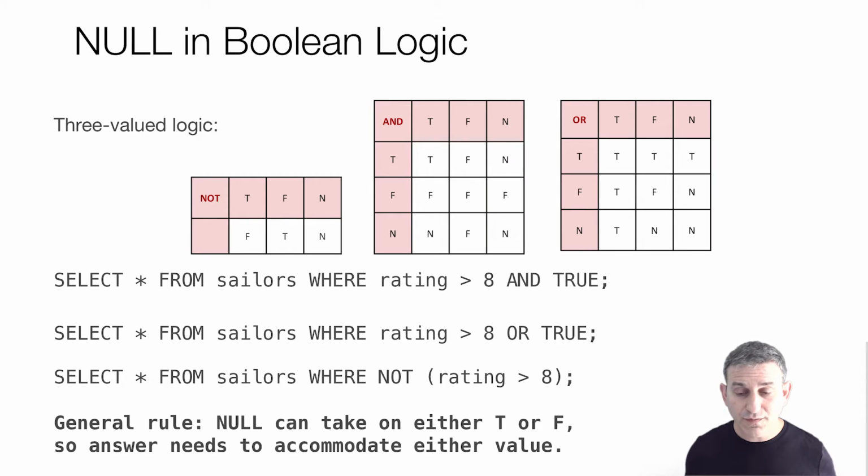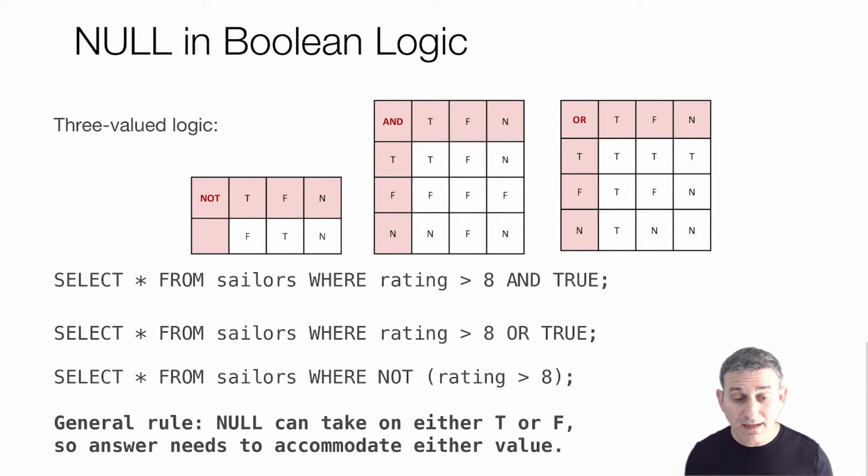So here's the full truth table for AND, OR, and NOT, and let's go through our example queries. SELECT * FROM sailors WHERE rating > 8 AND true. Well, rating greater than 8 for Jack Sparrow is null, so that's null and true. Null and true is null. Therefore, Jack Sparrow would not be in the output of that query.